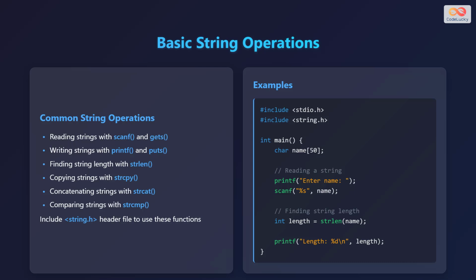For example, include stdio.h and include string.h. Then in the main function, define a char name of size 50. For reading a string, use printf and scanf, and for finding string length, define int length equals strlen(name). And then print it using the printf function.